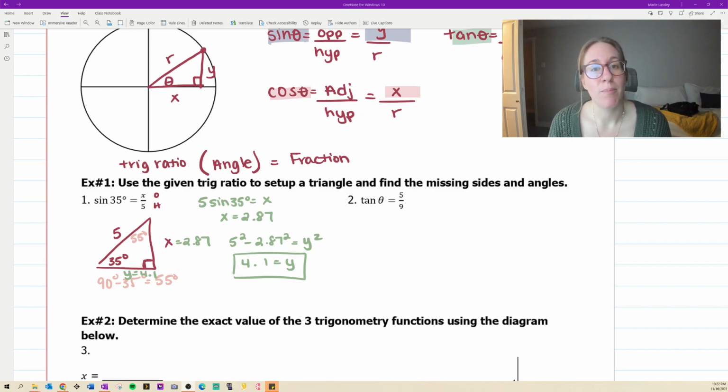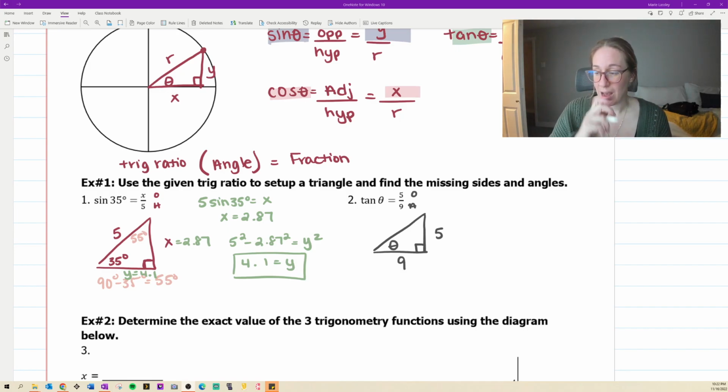All right, moving on to number 2. So this is tangent of theta equals 5/9. First we're going to start by sketching our triangle. So here we go. I'm going to put theta down here. Tangent is opposite over adjacent, so opposite my angle is 5, adjacent is 9. Now I'm going to start by solving for theta because my problem is already set up for me.